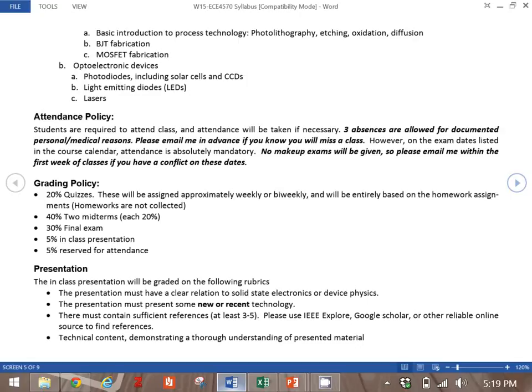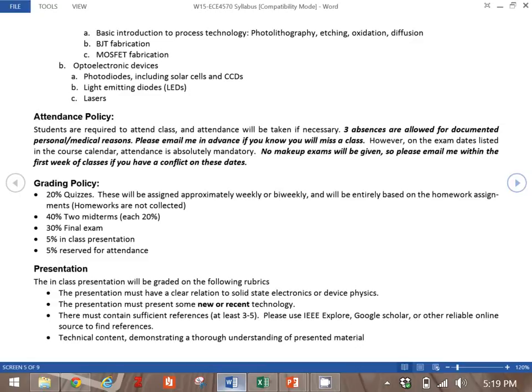Two midterms, each 20%. 30% of the grade will be the final exam, and then 5% of your grade will be the class presentation that you do in class. Okay. The class presentation is graded on the following rubrics. I will touch on this a little bit more in the next class period, but just read through this.